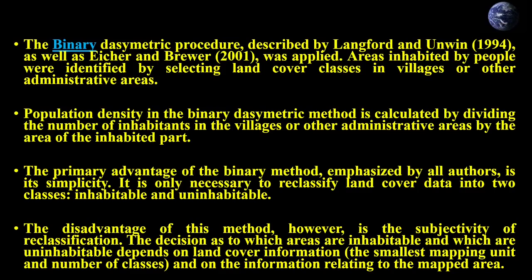Here's a brief overview of the binary method. The binary dasymetric procedure, described by Langford and Unwin, calculates population density by dividing the number of inhabitants in inhabited areas by the area's size. Its main advantage is simplicity, requiring only reclassification of land cover into inhabitable and uninhabitable classes. However, this method's downside is the subjectivity involved in reclassifying areas based on land cover.